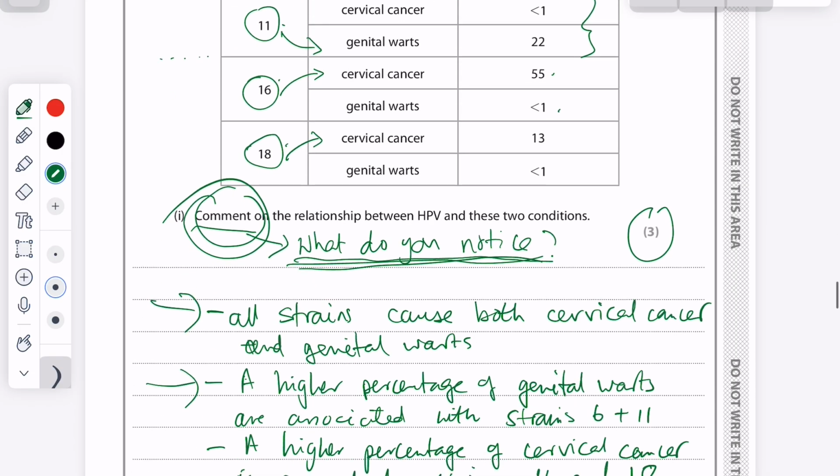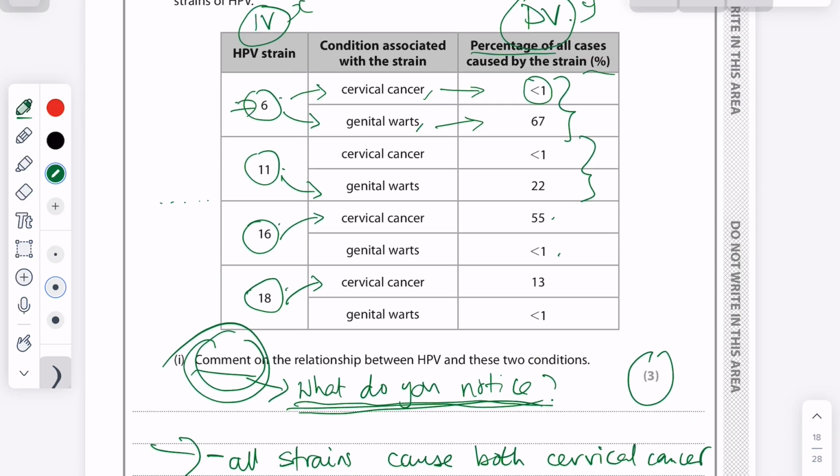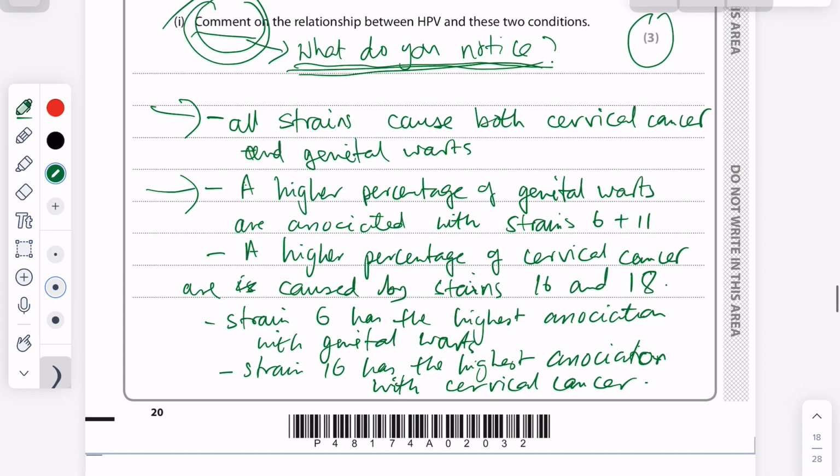My second point is a higher percentage of genital warts are associated with strains 6 and 11. If we look here at 6 and 11, the numbers for genital warts are much higher than cervical cancer. So 6 and 11 are more associated with genital warts. Whereas if you look at 16 and 18, their numbers for cervical cancer are higher than genital warts. So that's the pattern that I see.